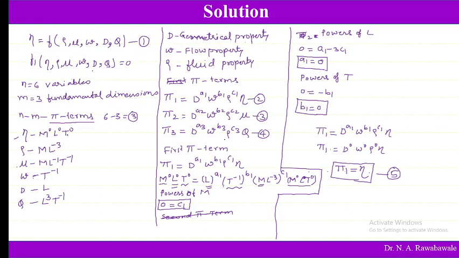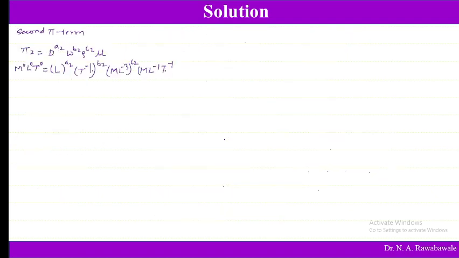So we can see here the dimension of mu is m l to the power of minus 1 t to the power of minus 1. So just we simplify this: m to the power of 0, l to the power of 0, t to the power of 0, then l to the power of a2, t to the power of minus b2, m to the power of c2, l to the power of minus 3c2, m to the power of 1, l to the power of minus 1, t to the power of minus 1.